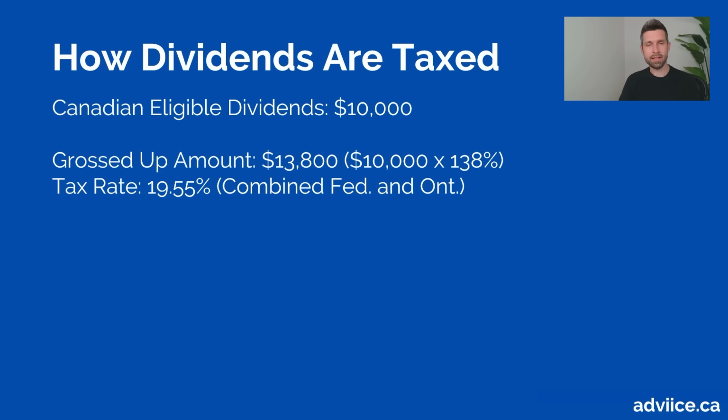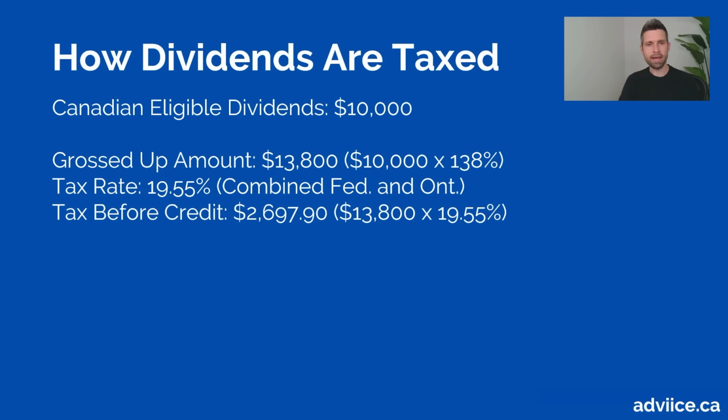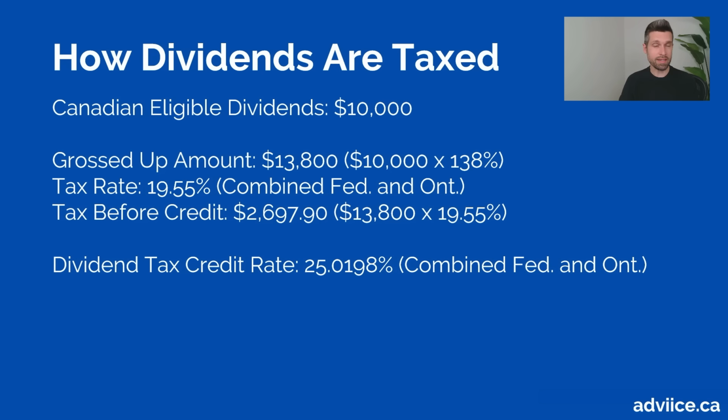Now the tax rate gets applied to that grossed up amount. The combined federal and Ontario tax rate at the moment at a lower income level in Ontario is 19.55%. That gives us tax of $2,698 or so. So we take the grossed up amount times the marginal tax rate. Now the dividend tax credit gets applied after that. So we have our grossed up amount, we have our tax that we're going to pay, but then we have to apply our dividend tax credit.